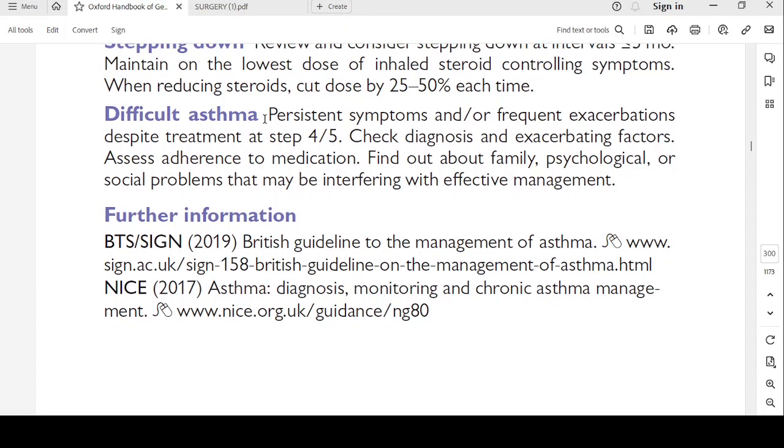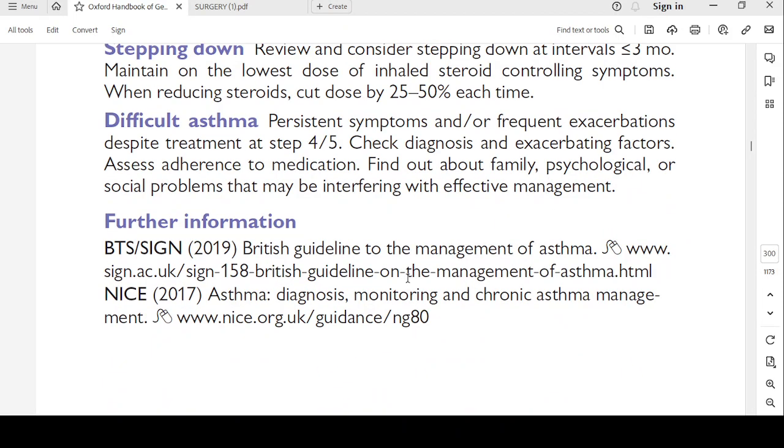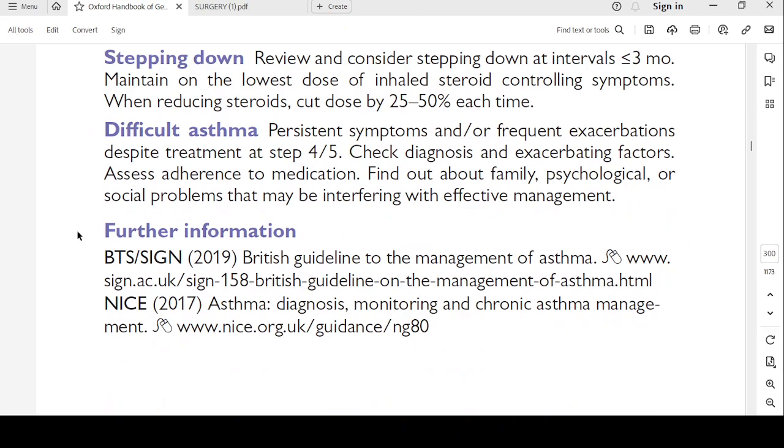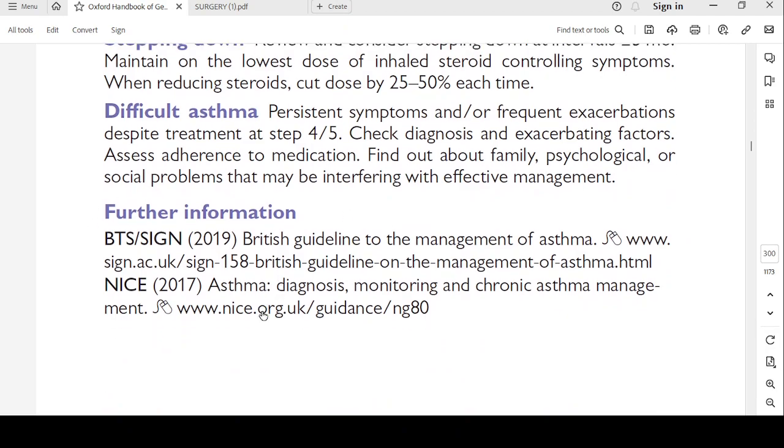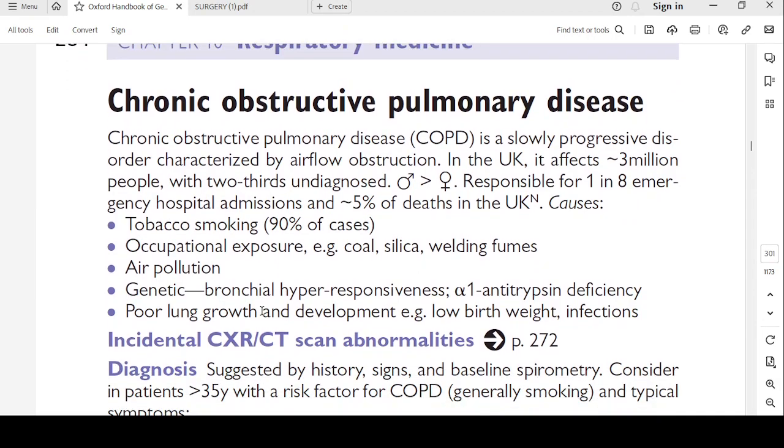Okay. Difficult asthma: persistent symptoms or frequent exacerbations despite treatment at step 4 or 5. Check the diagnosis and exacerbating factors. Assess adherence to medication. Find out about family, psychological or social problems that may be interfering with effective management. Further information: you can see those guidelines.